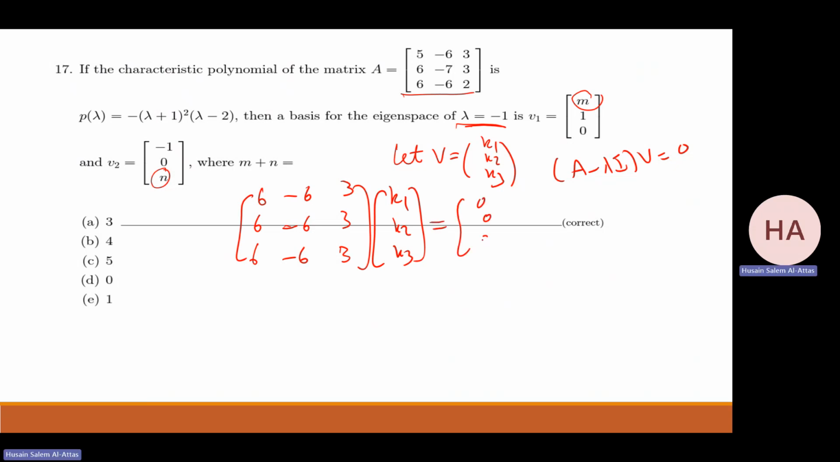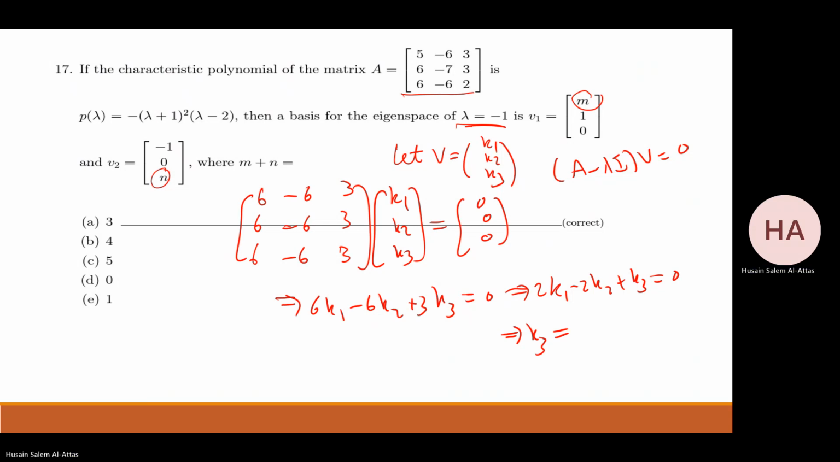Equals 0, 0, 0. So I actually have only one equation, which is 6k1 minus 6k2 plus 3k3. Divide by 3. I'm getting what? 2k1 minus 2k2 plus k3 equals 0. So I can say k3 is equal to what? 2k2 minus 2k1. Or you know what? I leave it like this.